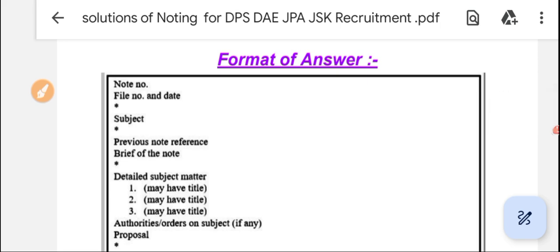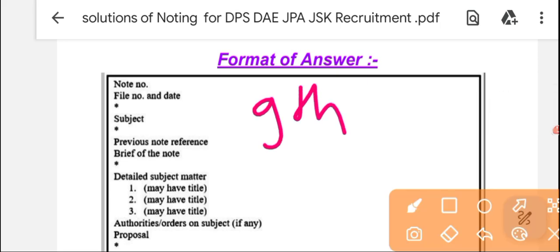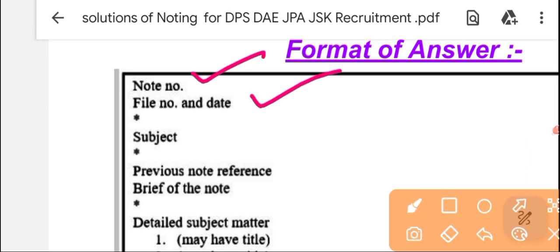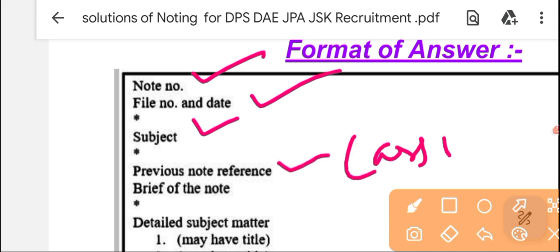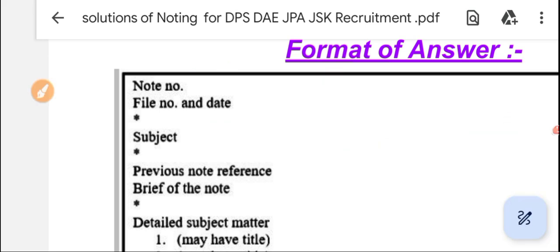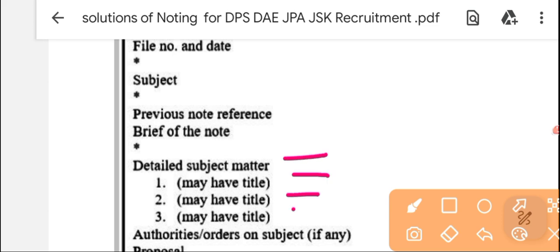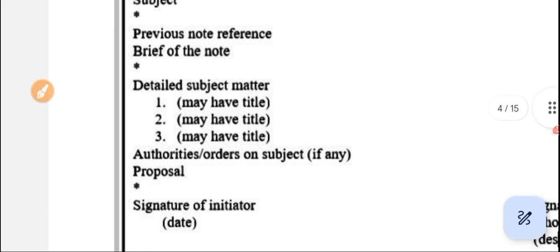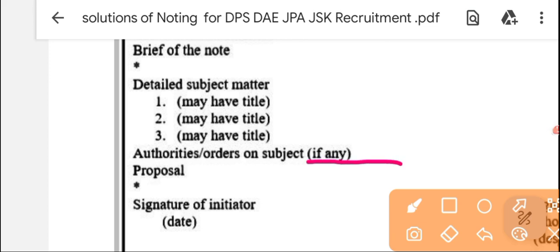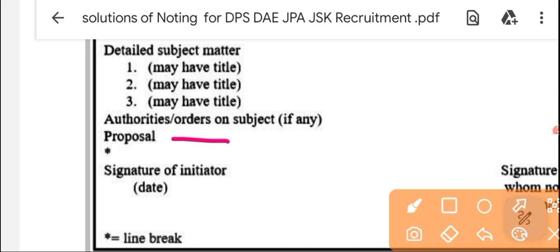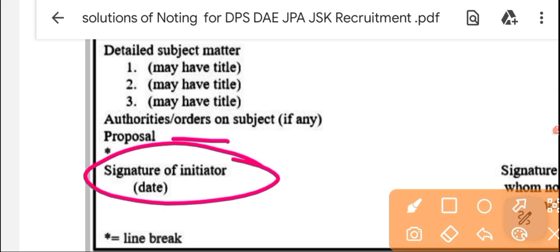Noting means nine terminologies should be available. First is the noting number. Second is the file number and date. Third is the subject. Fourth is the previous note reference, which may be assumed or imaginary. Then the brief of the notes and the detailed subject matter, with suggestions 1, 2, 3 on the topics. Then the authority and order on that matter, if any are available. Next the proposal, and last is the signature of the initiator.